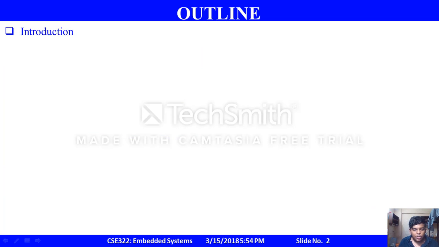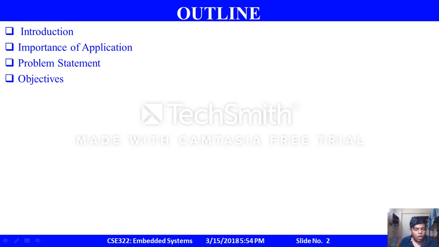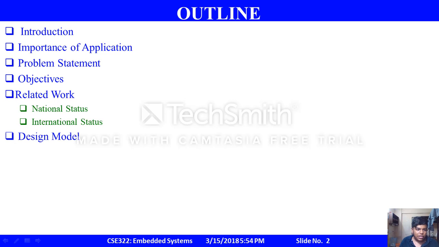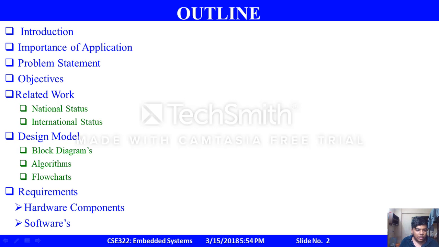These are the outline: introduction, importance of application, problem statement, objectives, related work like national status and international status, design model, block diagrams, algorithms, flowcharts. And we have requirements. In that requirements, we have hardware components and softwares.